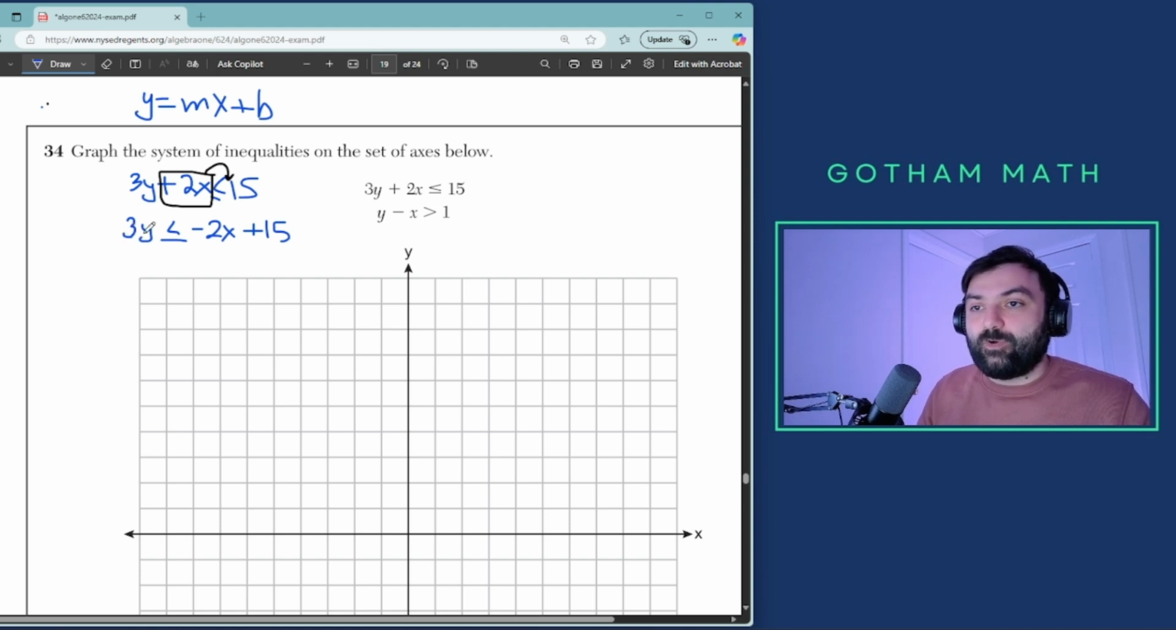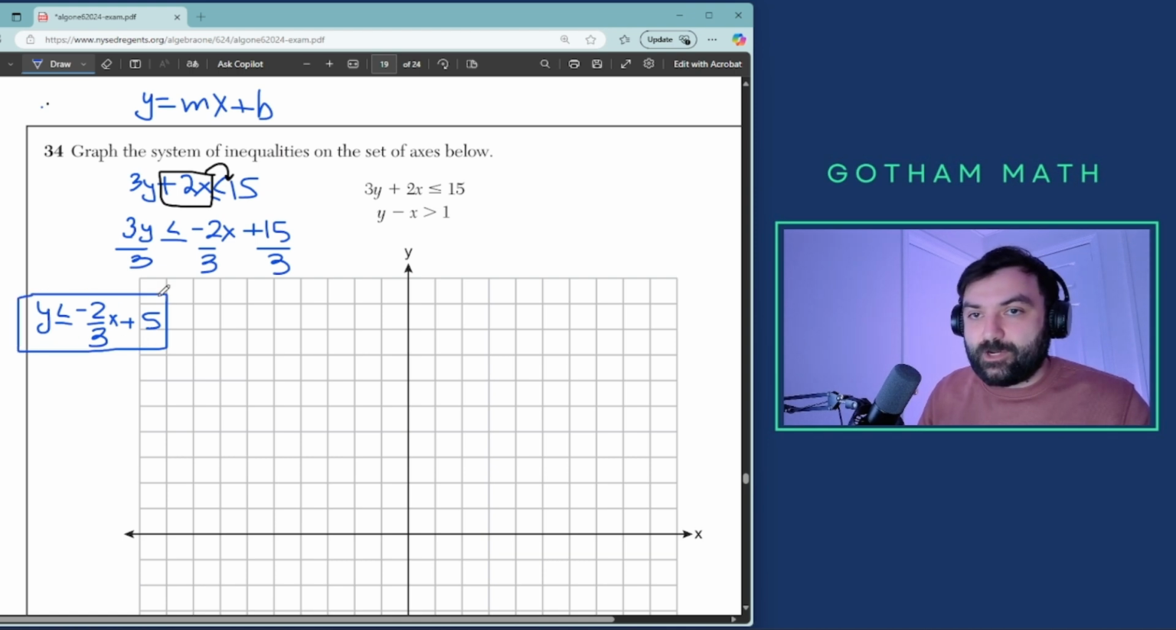The second one is always the same too. You have to isolate the y. You have to kill that 3, basically. How do you kill that 3? You divide everything, every single part of the inequality by 3, or by whatever stands in front of the y. That's the idea. All right, so what are we having? We're having y less or equals to negative 2/3 x plus 5. And this is it. This is the y equals some x plus b form.